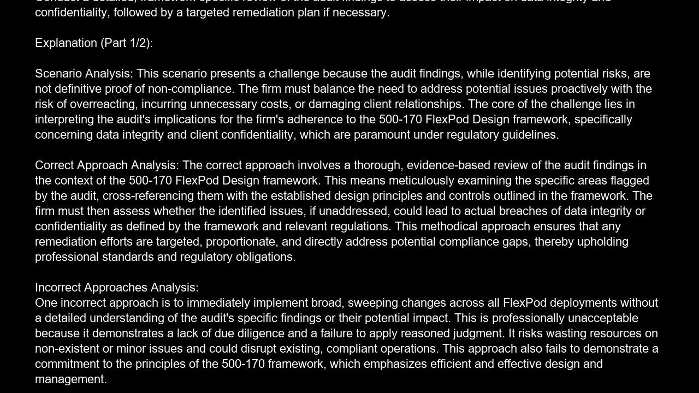Incorrect approaches analysis. One incorrect approach is to immediately implement broad, sweeping changes across all FlexPod deployments without a detailed understanding of the audit's specific findings or their potential impact. This is professionally unacceptable because it demonstrates a lack of due diligence and a failure to apply reasoned judgment. It risks wasting resources on non-existent or minor issues and could disrupt existing, compliant operations. This approach also fails to demonstrate a commitment to the principles of the 500-170 framework, which emphasizes efficient and effective design and management.